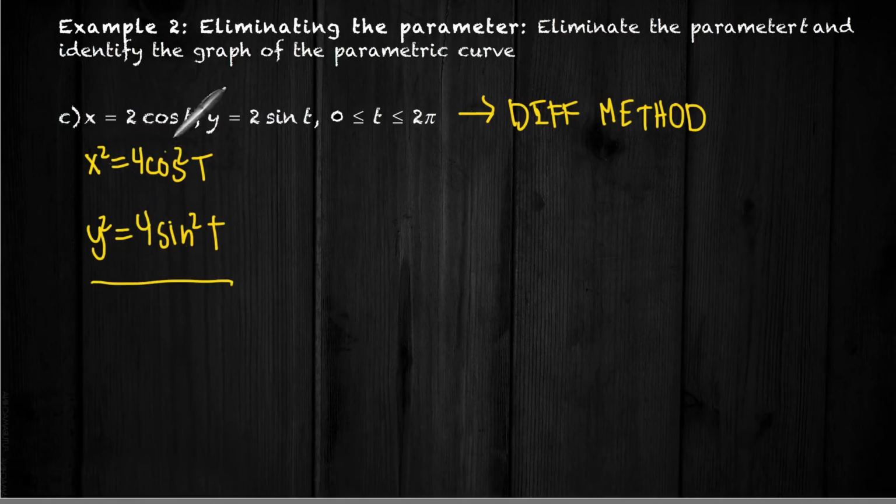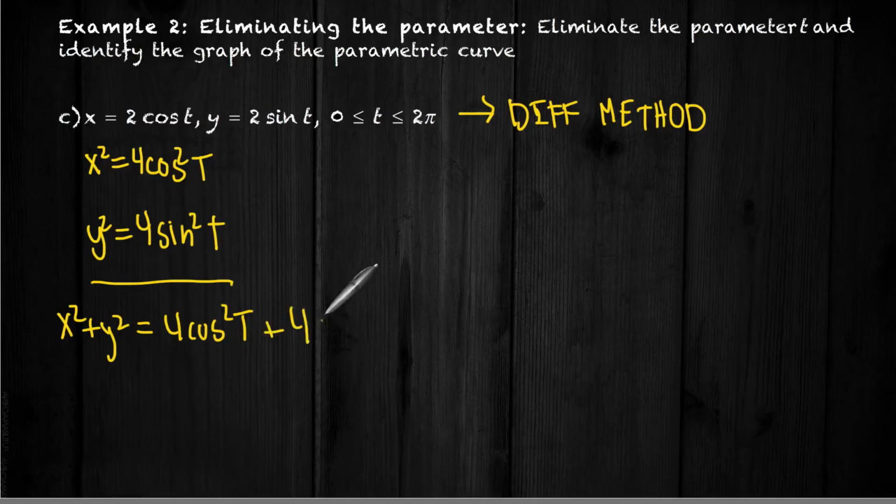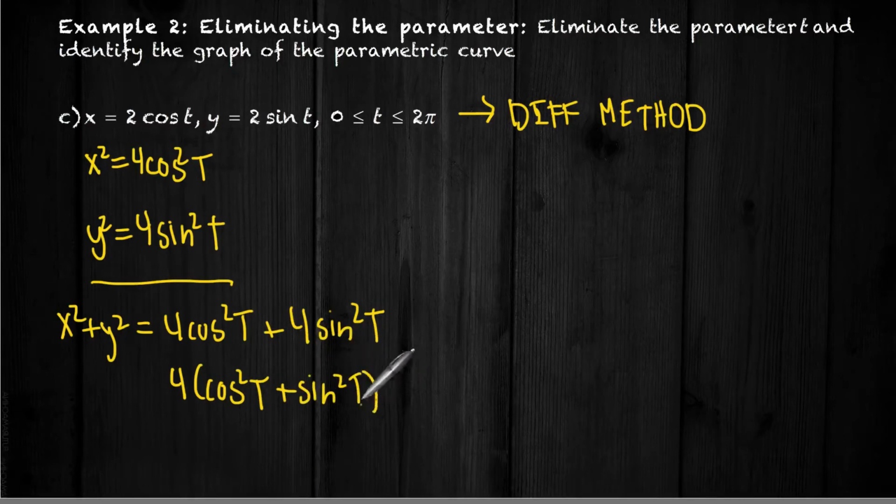Now what you want to do is add these 2 equations together. So you'll have x squared plus y squared equals 4 cosine squared of t plus 4 sine squared of t. And now you can factor out a 4 on the right hand side, so you have 4 and then parentheses cosine squared t plus sine squared of t. And we recognize this hopefully from our trig unit to be equal to 1. That is a trig identity. And so now that leaves us with x squared plus y squared equals 4.